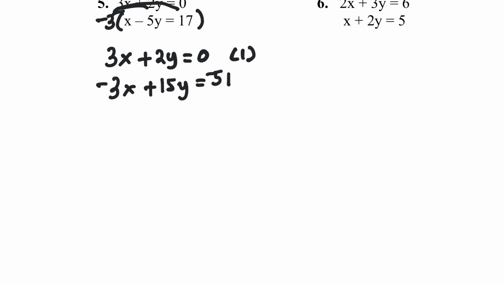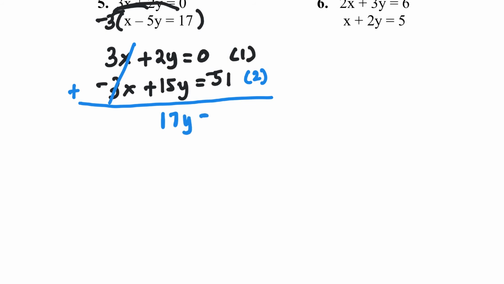So now what we're going to do is we're going to add these two equations, equation 1 and equation 2. Since we know that the x variables are going to cancel, we have 2y plus 15y gives you 17y equals negative 51. And I know that negative 51 divided by 17 will give you negative 3. So y equals negative 3.